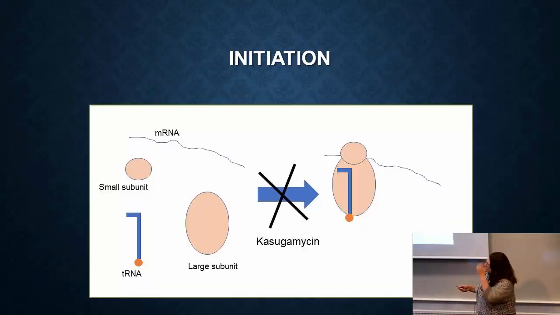Okay, so now let's look. Now we have to go back to my terrible drawings, but we're going to look a little more closely at what the different antibiotics do. So as you saw in the video, you first have this step where you connect the mRNA, the small subunit, the large subunit, and the first tRNA together to make a working ribosome. There are some antibiotics, including kasugamycin, which inhibits the assembly of that first process. So this never can form, so we can't make a new protein.